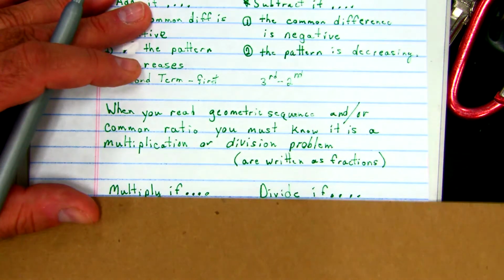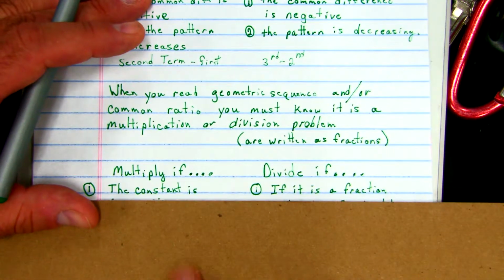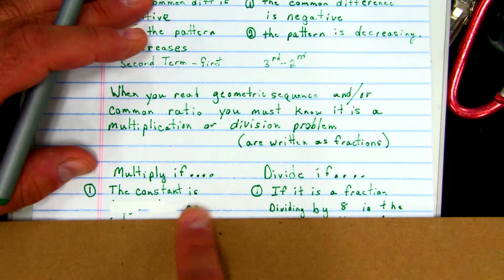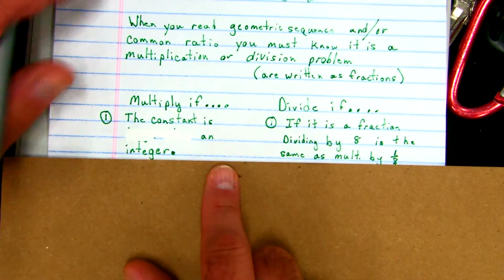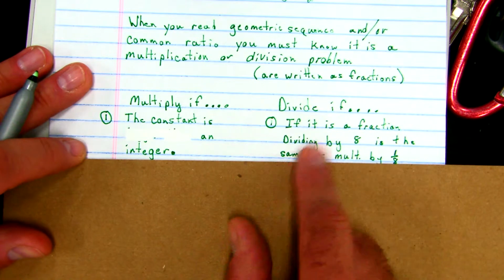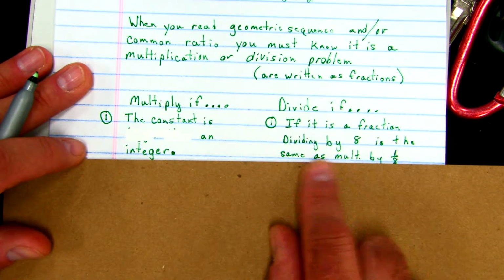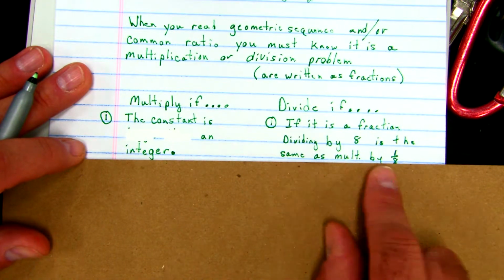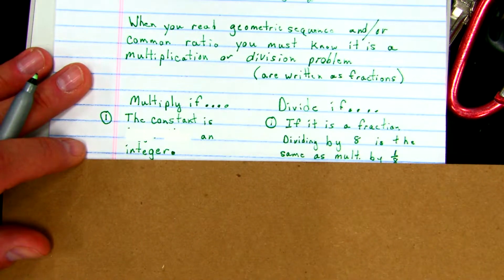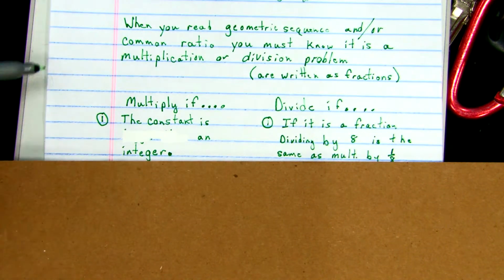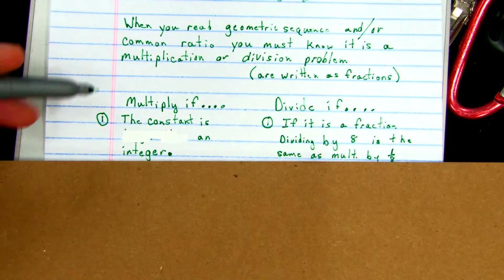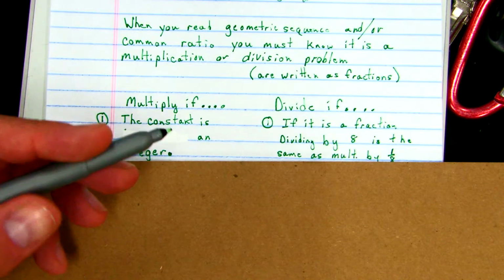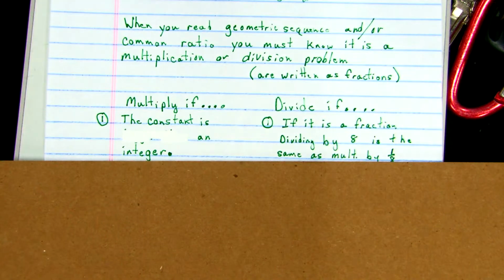So we multiply if the constant is an integer, meaning like 2, 3, 4, 5. We divide if it's a fraction. Dividing by 8 is the same as multiplying by 1/8. So knowing that when you see the words common ratio or geometric sequence, you have to understand that you are multiplying and or dividing.